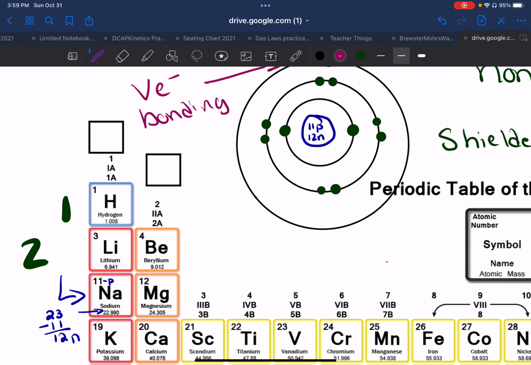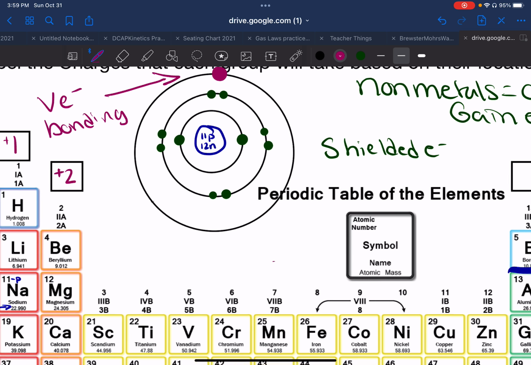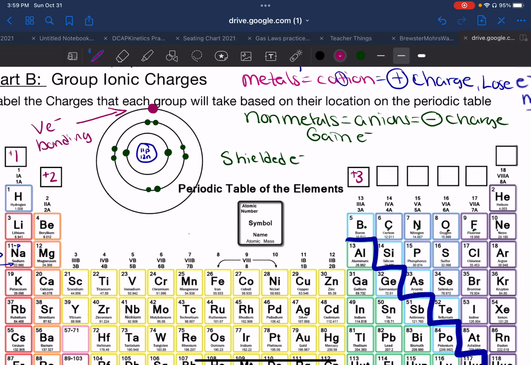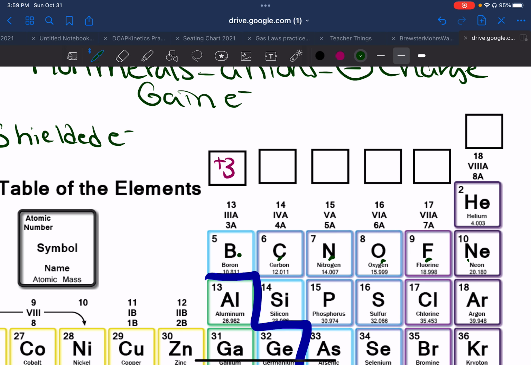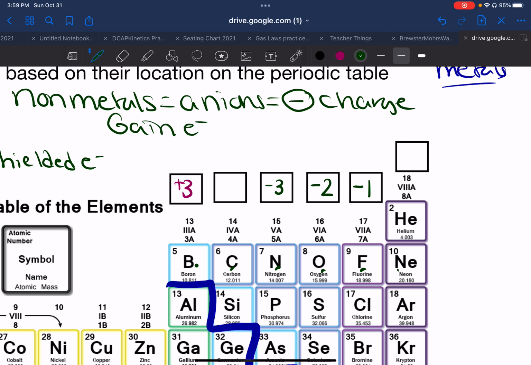Again, groups 1, 2, and 3 are going to lose electrons, which means I have a +1 charge, a +2 charge, and a +3 charge. I'm going to skip group 4, but group 5, I'm trying to get to 8, so 5 minus 8 gives me a -3. And then 6 minus 8 gives me -2, and 7 minus 8 gives me a -1. And for this final group here, it's 0. These are inert.